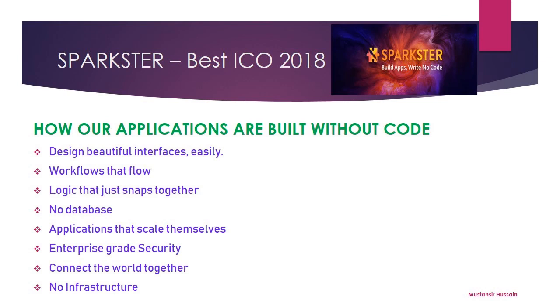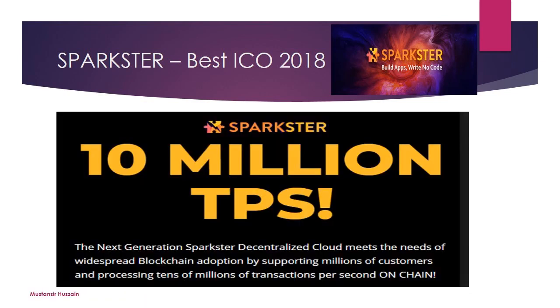With simple language, you can make, you can build, you can run, and you can save all your applications. And here is the biggest news. Sparkster, 10 million transactions per second. The next generation Sparkster decentralized cloud meets the needs of widespread blockchain adoption by supporting millions of customers and processing tens of millions of transactions per second on chain. My friends, this is huge, this is immense.